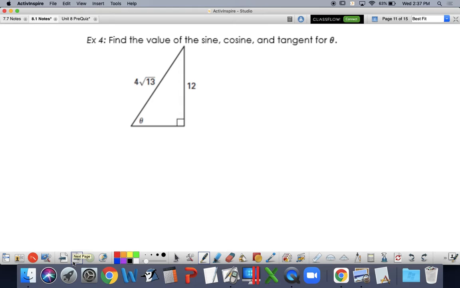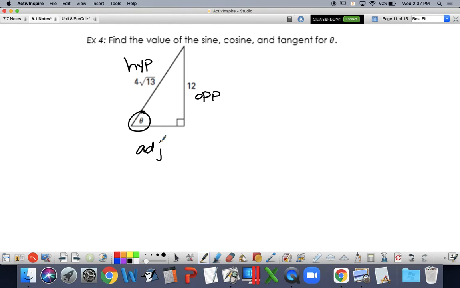Let's look at our next example. Find the value of sine, cosine, and tangent for theta. So we have our theta angle. It's been identified. I'm going to circle it to make sure we know what we're looking at. Here's our opposite, our hypotenuse. And we do not have our adjacent. How can we find it?